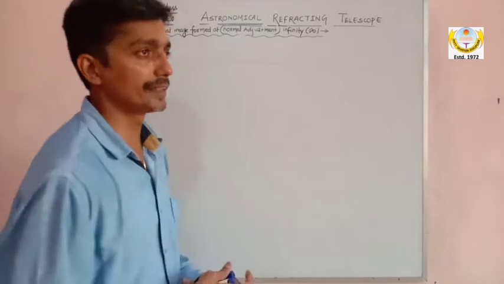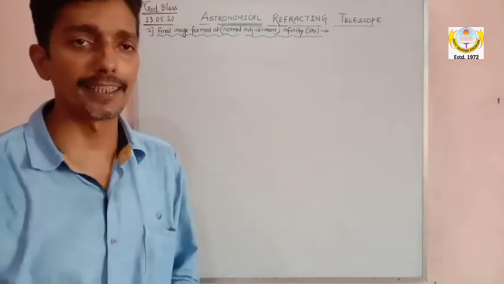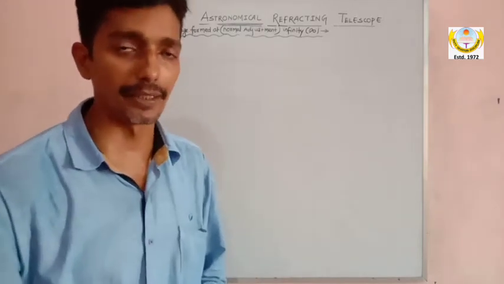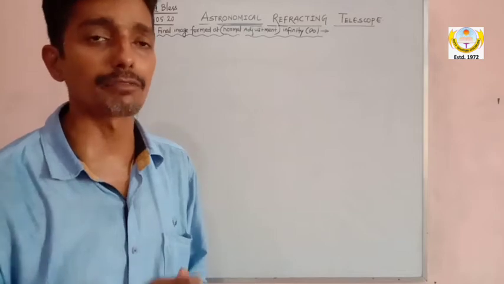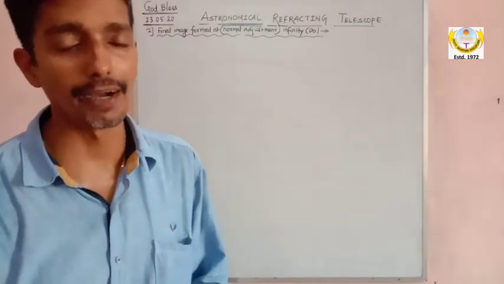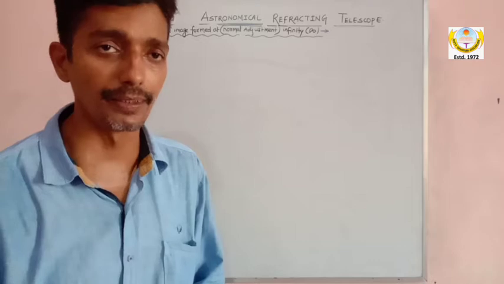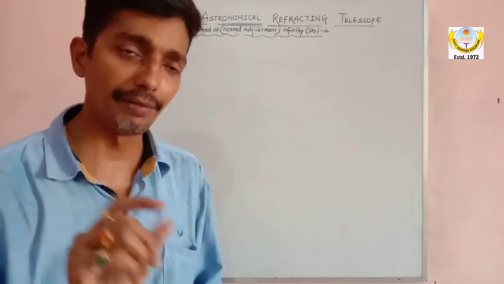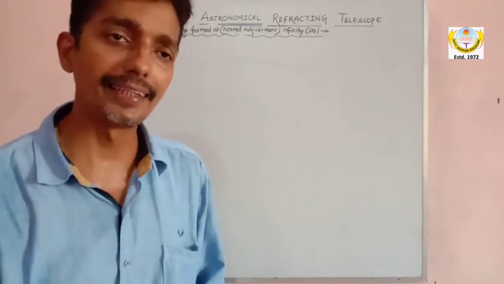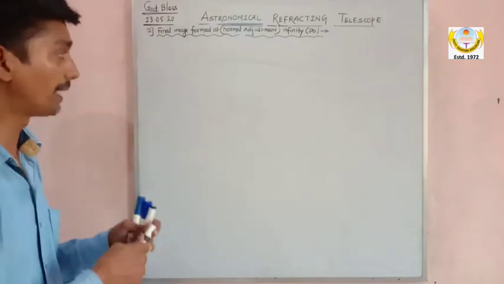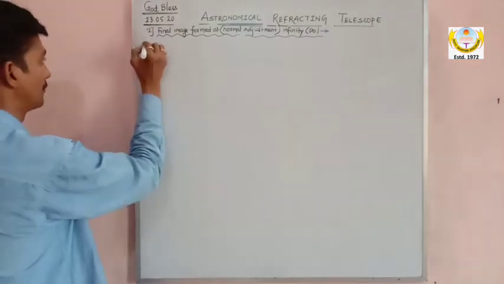Now my dear, in this video, let us discuss the case of the astronomical telescope, the refracting telescope, when the image is formed at infinity. When the final image is formed at infinity, first we will see the ray diagram, then again we will write about its working, and then magnifying power. So let's begin with the ray diagram first.